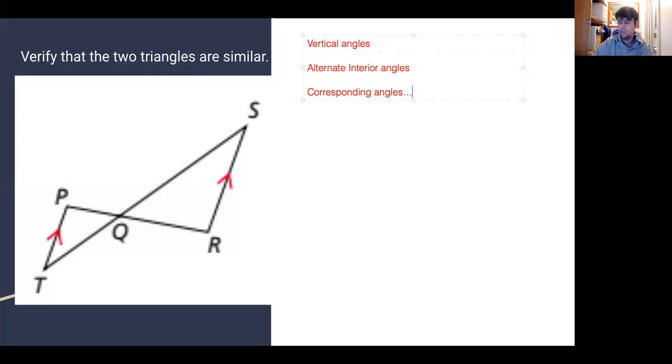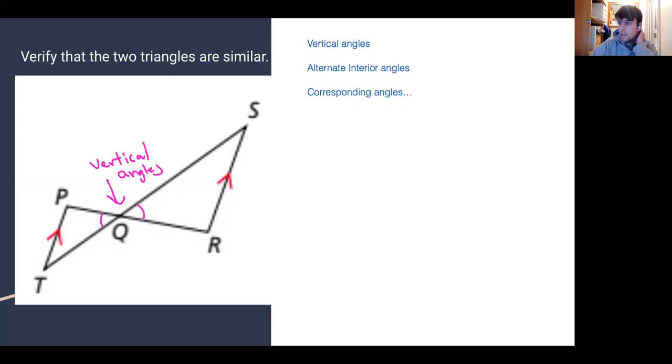So in this picture, we actually have 2 of these 3 things. We have some vertical angles right in here in the middle. Anytime you have 2 lines that are intersecting, these angles that are across from each other are called vertical angles. And vertical angles are always congruent. So here are vertical angles.